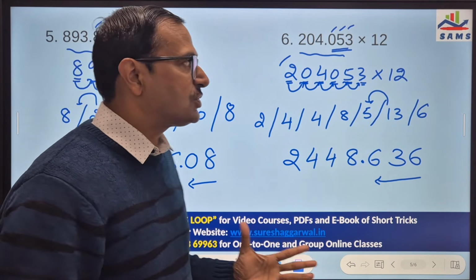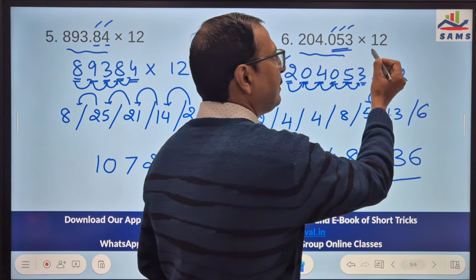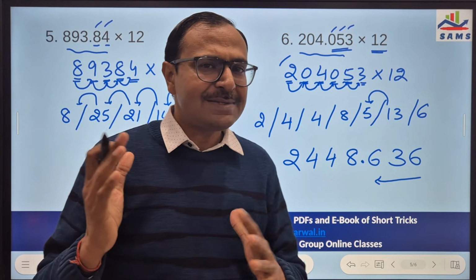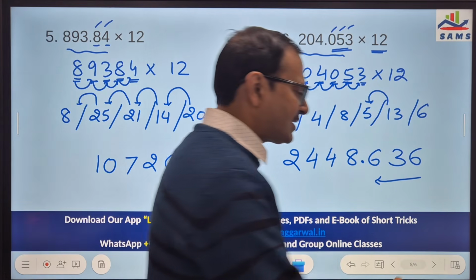Do you know you can actually extrapolate this method to multiplication by 13, 14, 15 up to 19? We will check that in our subsequent videos.